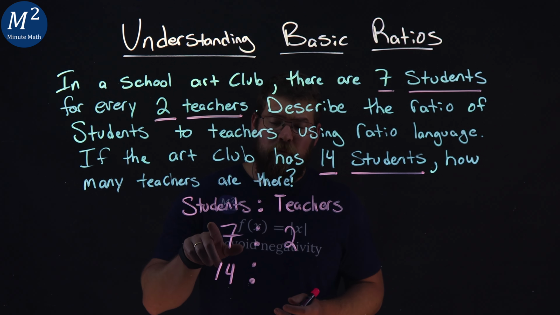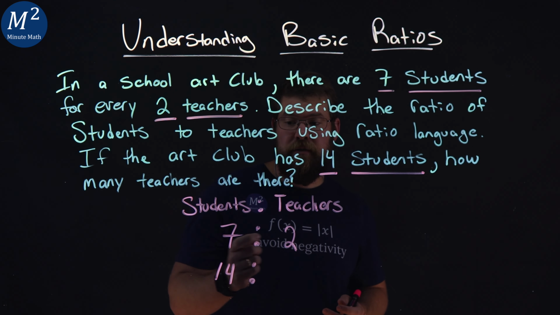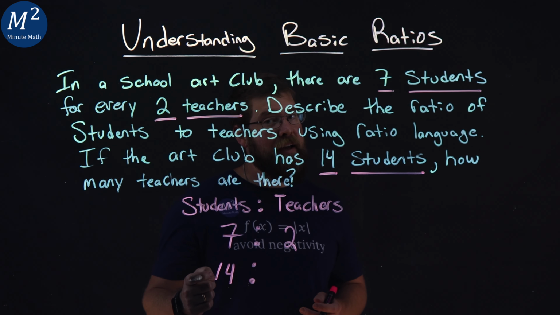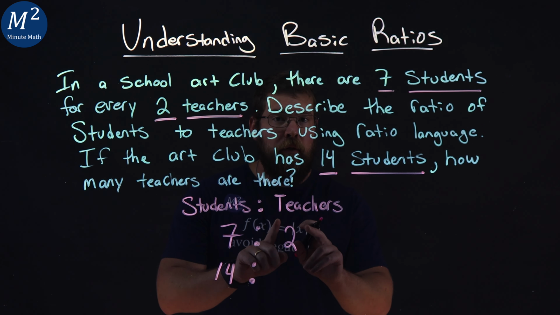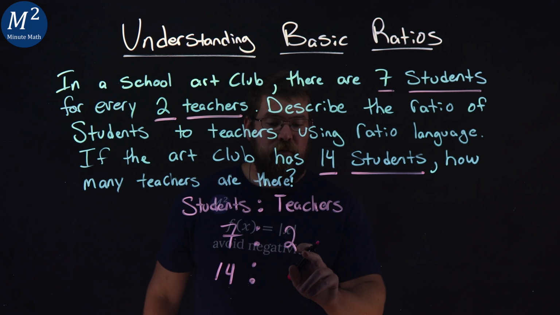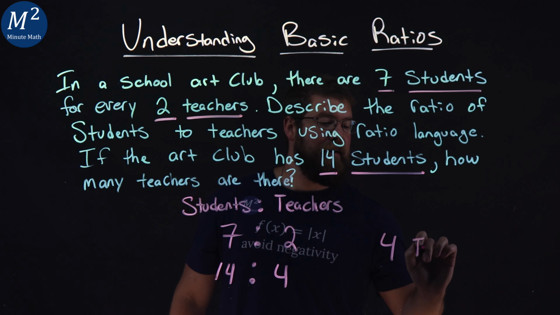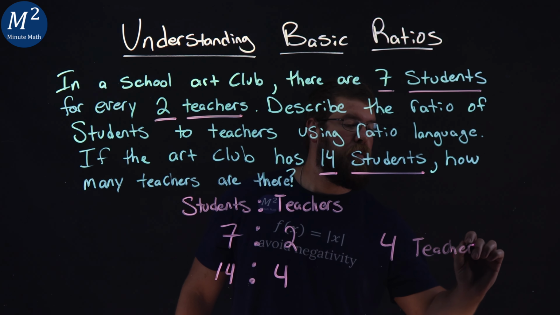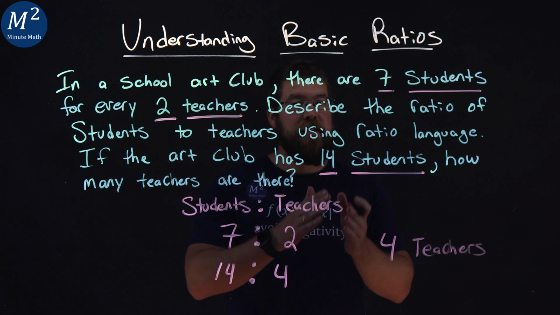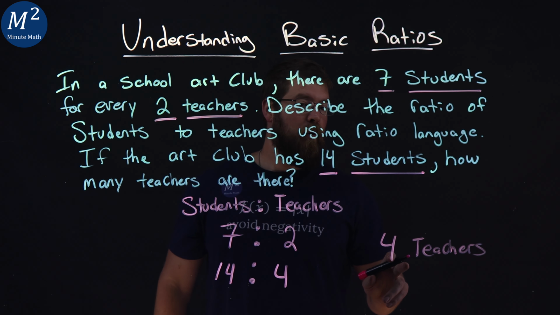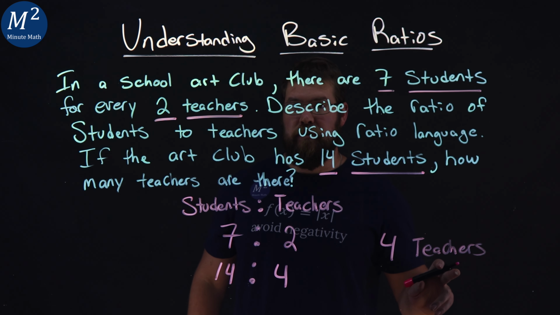Well, if we had 7 students for 2 teachers and we're doubling the number of students to get 14, we would double the number of teachers, and 2 times 2 would be 4. That's our answer here, 4 teachers. So again, if we had 14 students, to keep the same ratio, we would have 4 teachers.